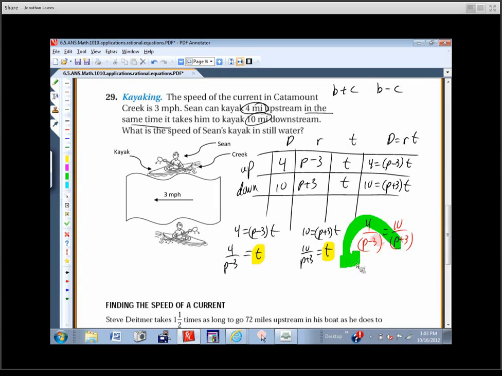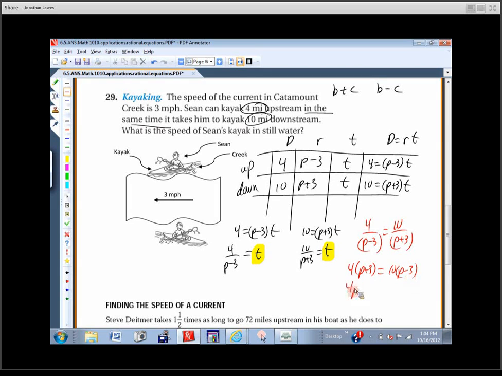and put the answer here. And then I can do these two together and put the answer there. Okay, you may have seen that before. That will work every time. It's the same thing as multiplying by something that will cancel off both denominators. Okay, the net effect is the same. Questions? So this is going to be 4 times P plus 3 equals 10 times P minus 3.